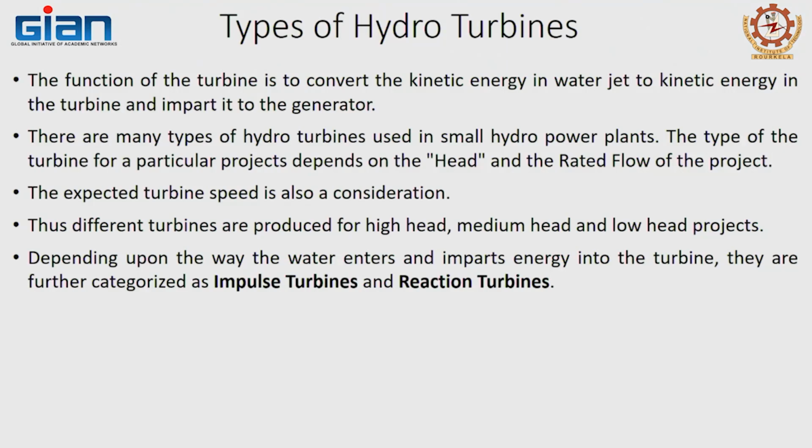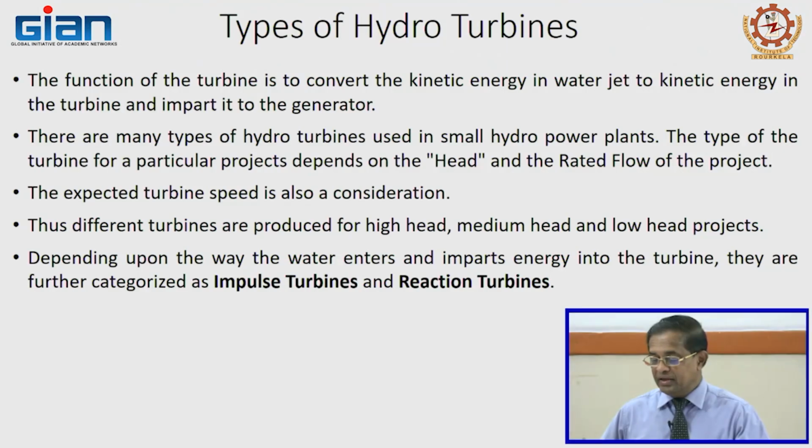So, the function of the turbine is to convert the kinetic energy in the water jet to kinetic energy in the turbine and impart it to the generator. The potential energy in the water at the high altitude will be converted to kinetic energy, which will be imparted to the turbine, and then from the turbine shaft it will be transferred to the generator, and the generator will convert it to electricity. That is the energy conversion part.